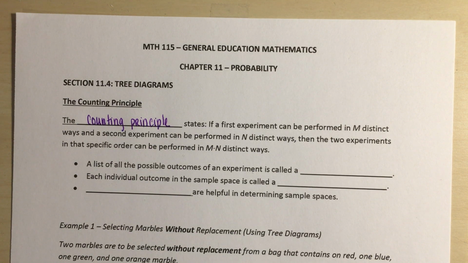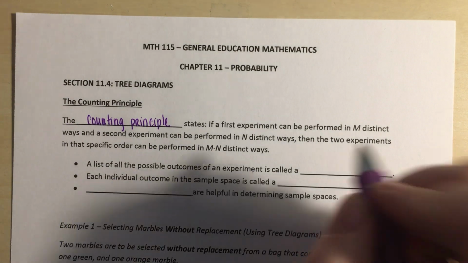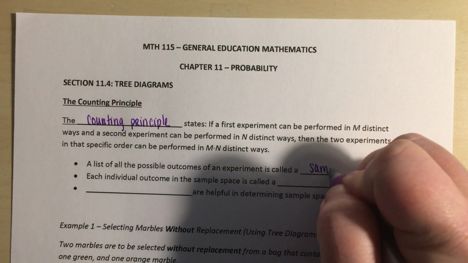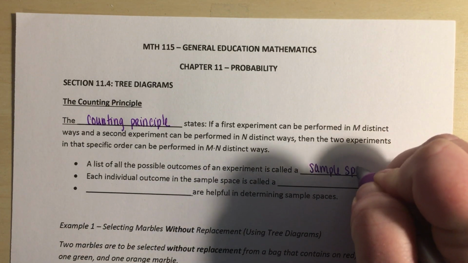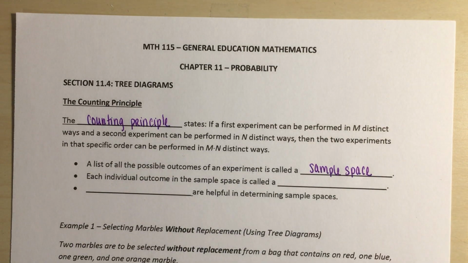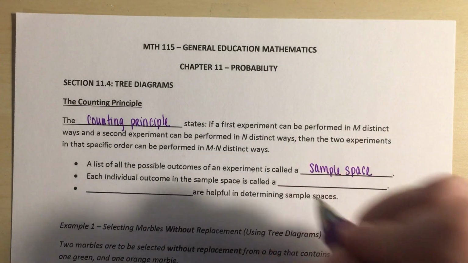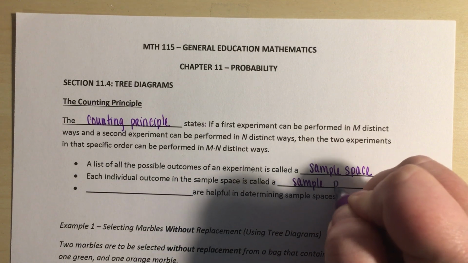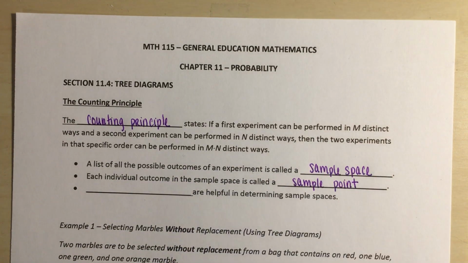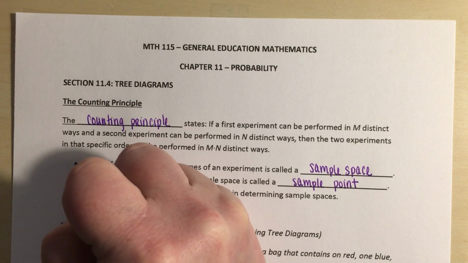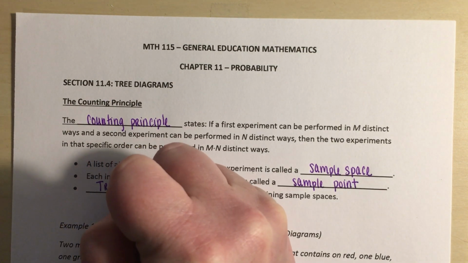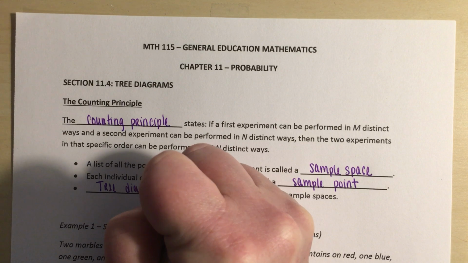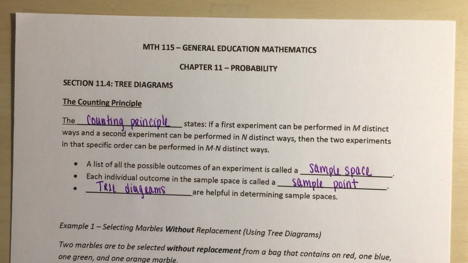A list of all possible outcomes of an experiment is called a sample space. So one of the things we'll be doing in these problems is listing out our sample space after we're done with our tree diagram. Each individual outcome in the sample space is called a sample point. And then tree diagrams is what we are going to be drawing and using. They can be helpful in determining sample spaces, so that's how we're going to be using these.